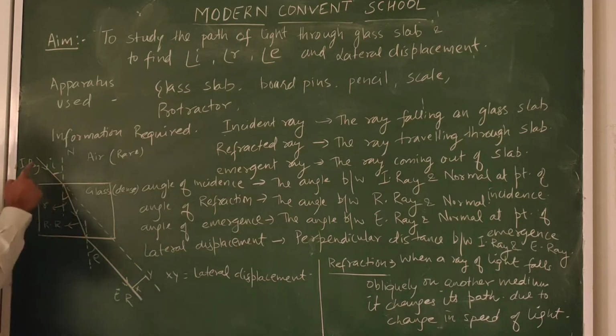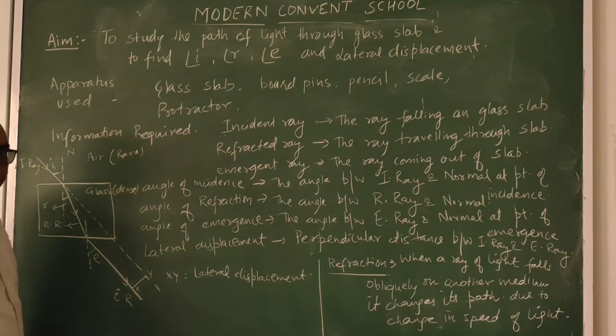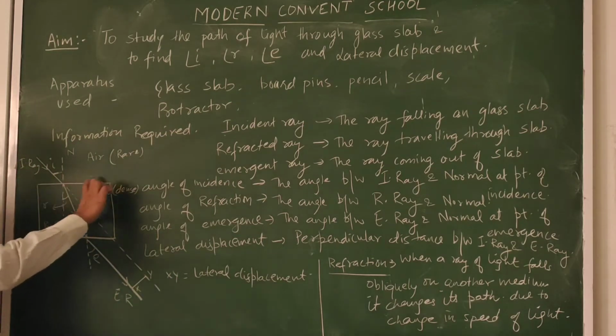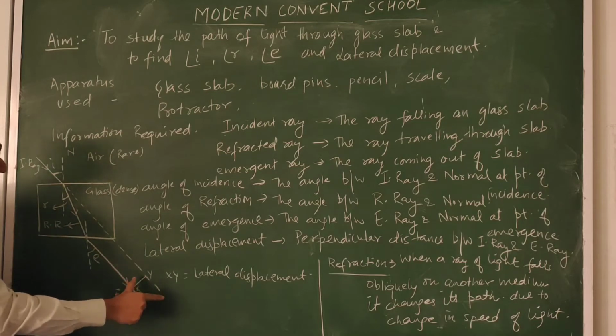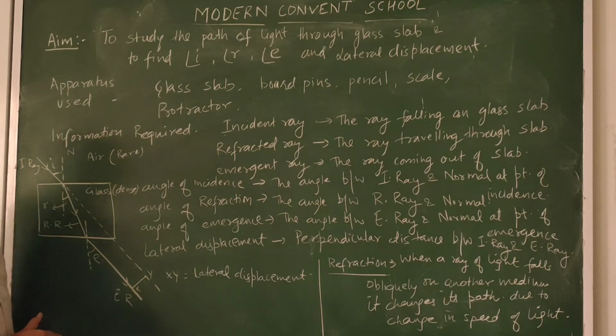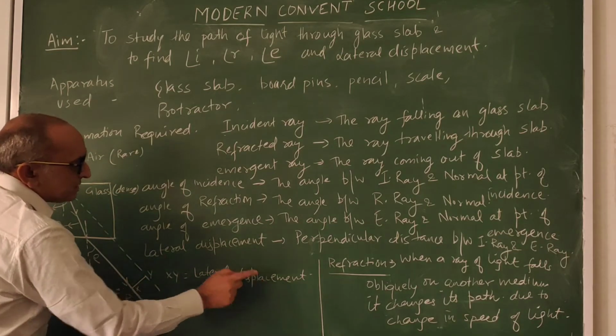And we will see incident ray and emergent ray, they are parallel to each other. If this slab had not been in between, this ray, incident ray, would have taken this path because light travels in straight line in a medium. And the distance between this incident ray and this emergent ray, this XY, this is called lateral displacement.